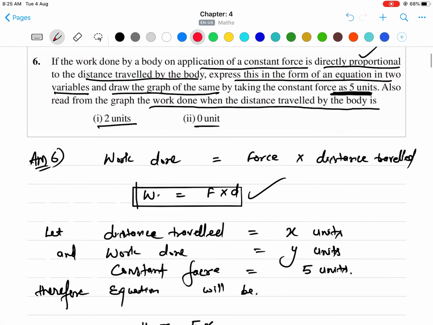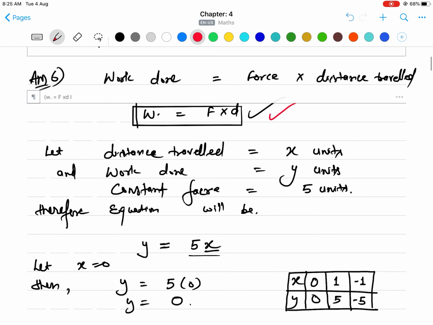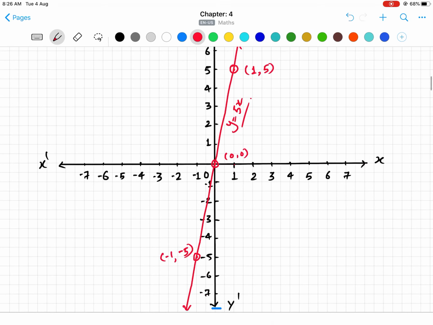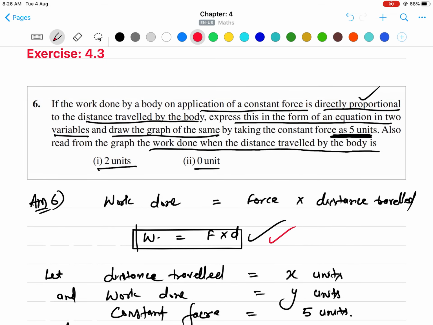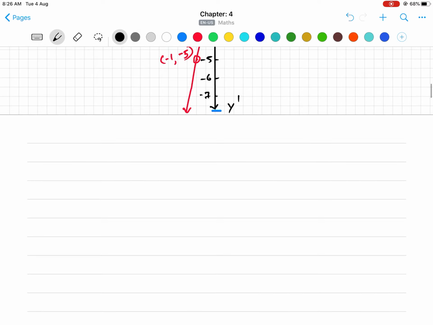We have represented this equation. This is the general form in the physics portion that you have studied, out of which we have reached this equation in two variables, and then we have found its 3 solutions, and we have represented them on the graph paper. Now you are further asked 2 more points. First is also read from the graph the work done when the distance traveled by the body is 2 unit and 0 unit. So let's calculate that.